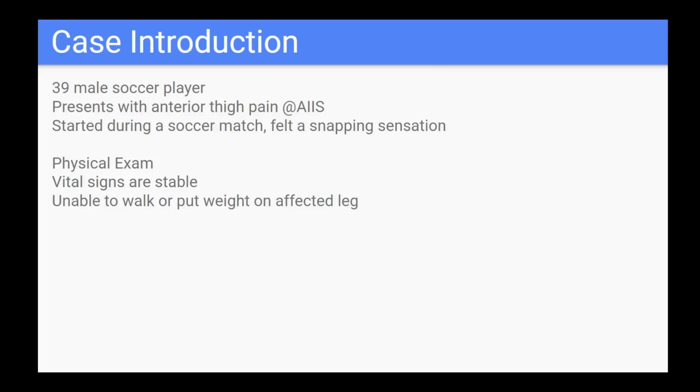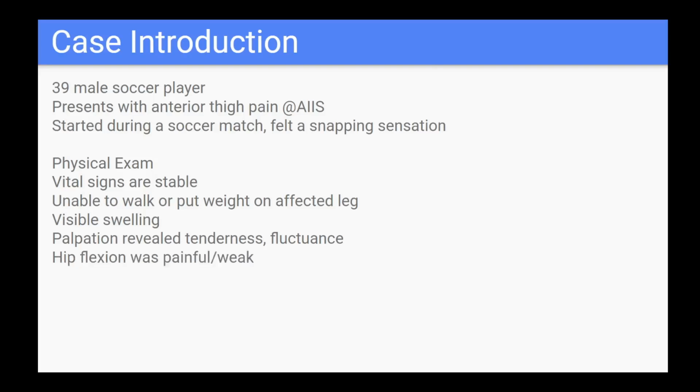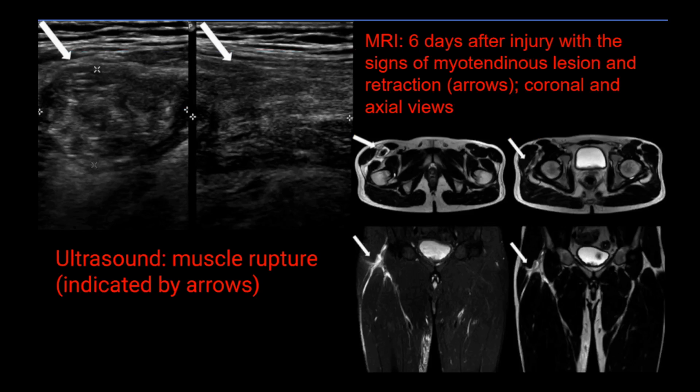On physical exam, his vital signs are fine. He really can't even walk on the affected leg. There's some swelling on inspection, exquisite tenderness with some fluctuance. Maybe there's a little hematoma there. And he has pain with hip flexion, and it feels a little bit weak compared to the unaffected limb. And there's a palpable gap near the anterior inferior iliac spine.